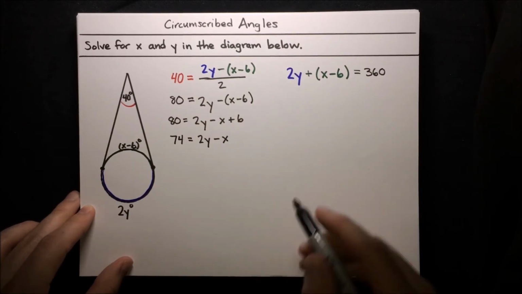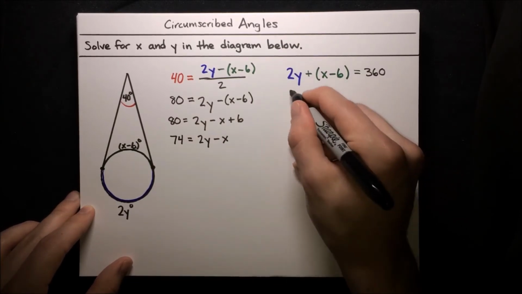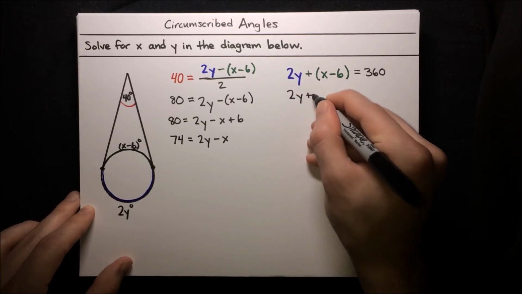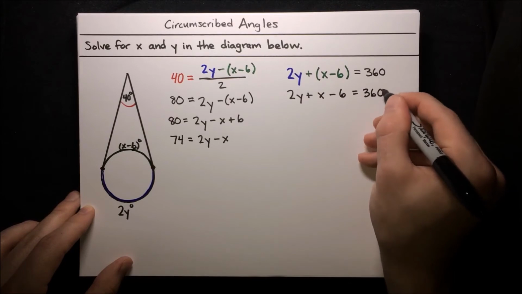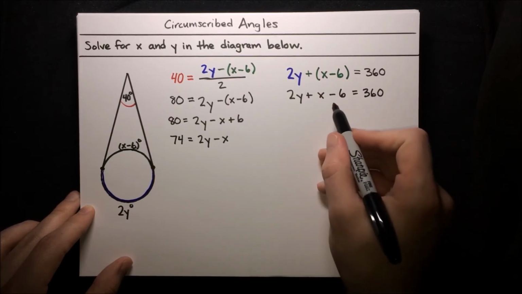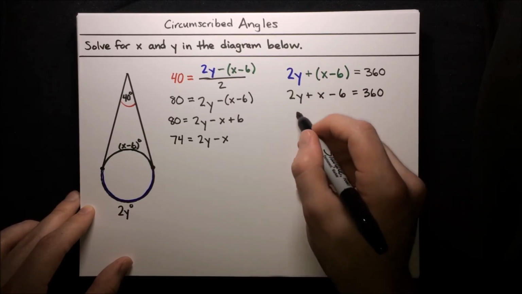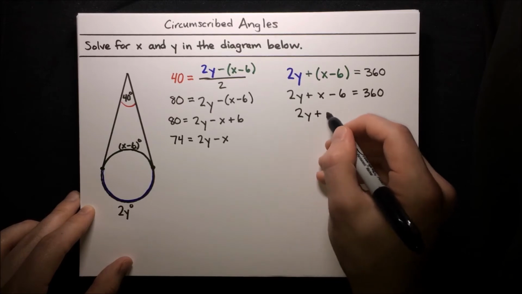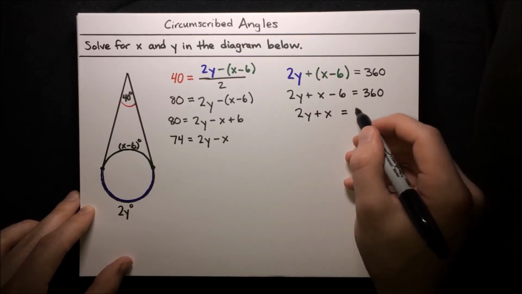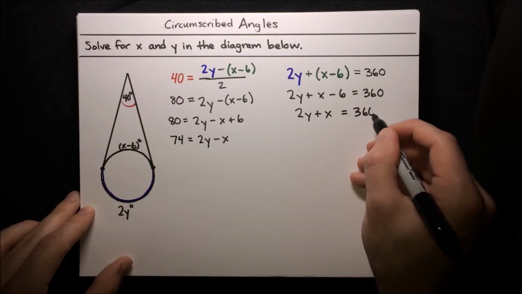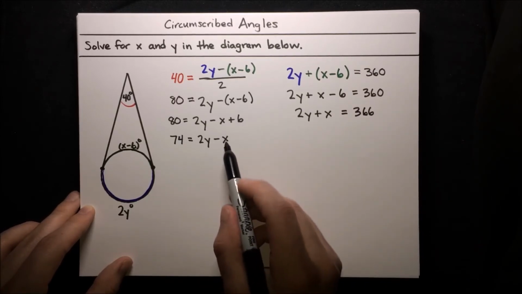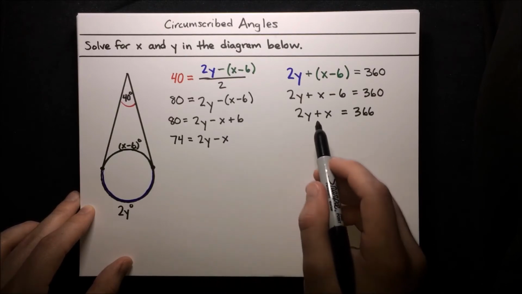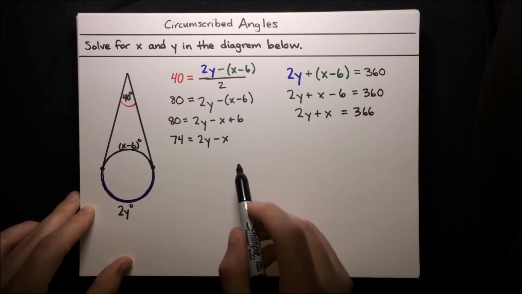Okay, now let's do a similar thing for the other equation. So we have right now that 2y plus x minus 6 equals 360. All we really need to do is add 6 to both sides to cancel out this minus 6. So we'll get 2y plus x equals 360 plus 6, which is 366. And hey, look, there's a 2y plus x and a 2y minus x. So if we add these equations together, we can cancel out the plus x and the minus x.